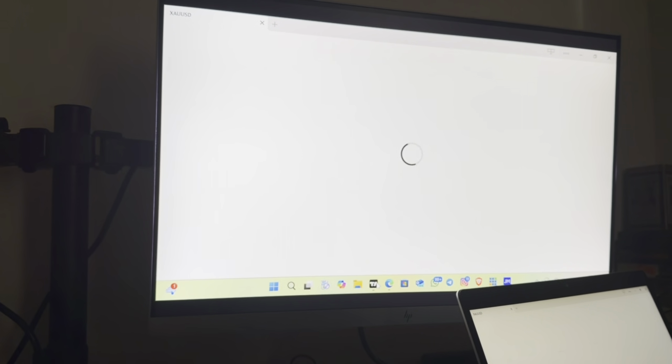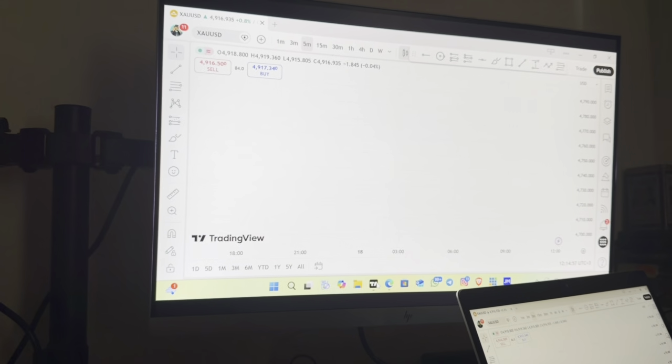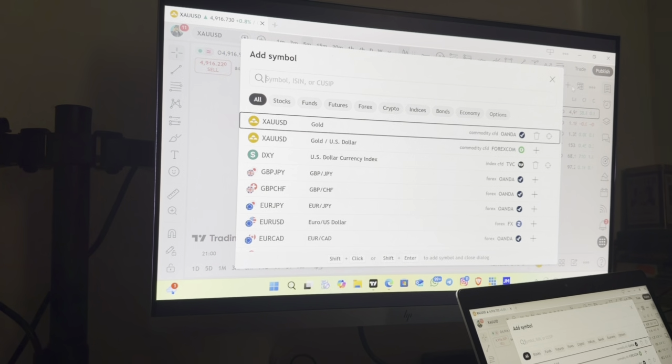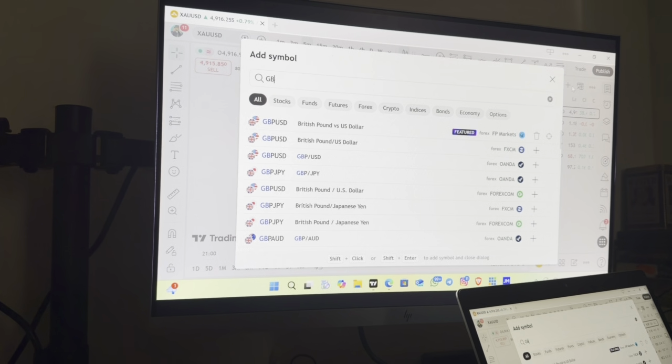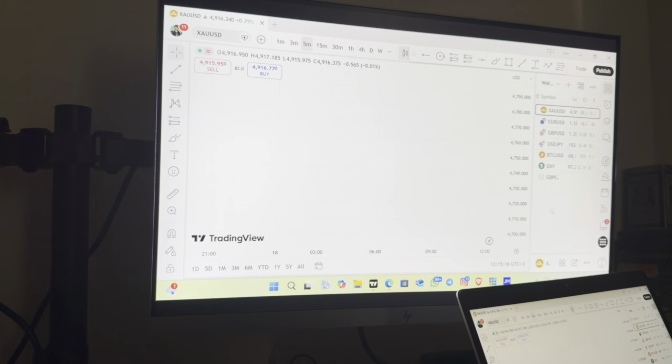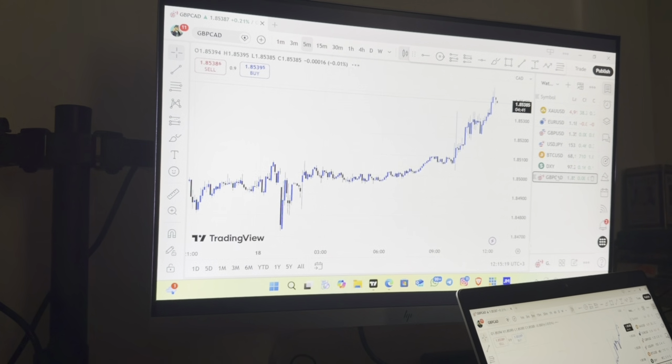I've told you TradingView is where you do your rough work. In this corner here, we call it the watch list. Here you add any pair you want. For example, if you want GBP CAD, you can search GBP CAD, then add. It will be added here. You see? This is where we add our currency.